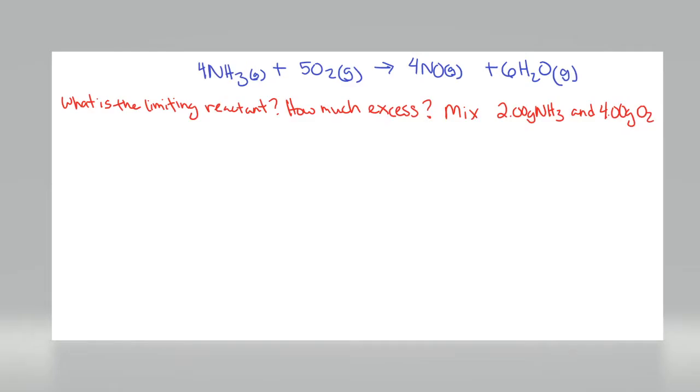Hey everyone, so this is an example of a limiting reactant problem, and as you can see I have a reaction written out for you. So you have ammonia plus oxygen yields nitric oxide plus water.